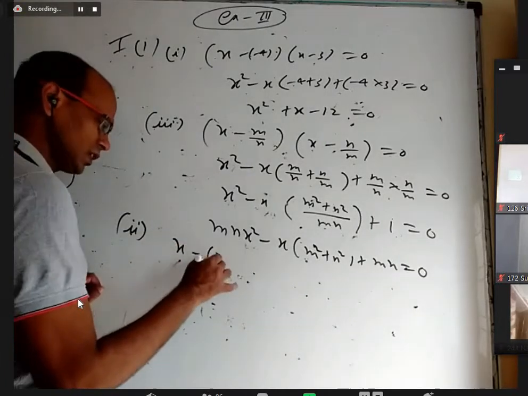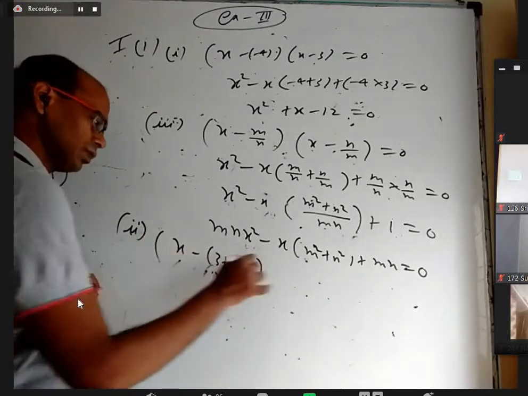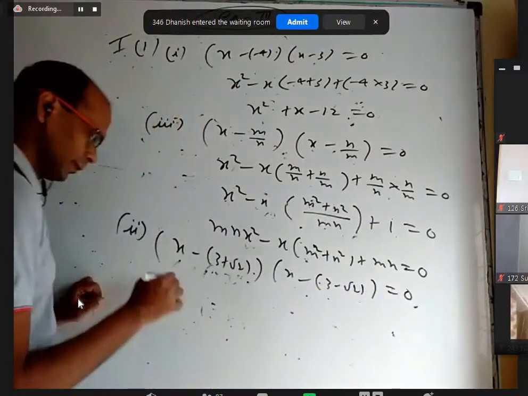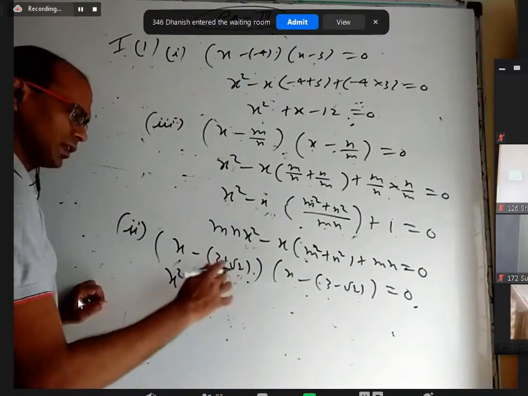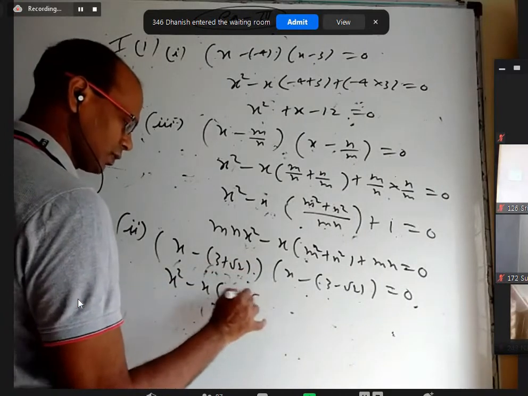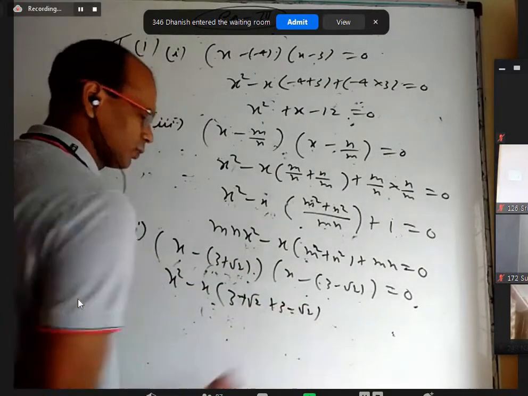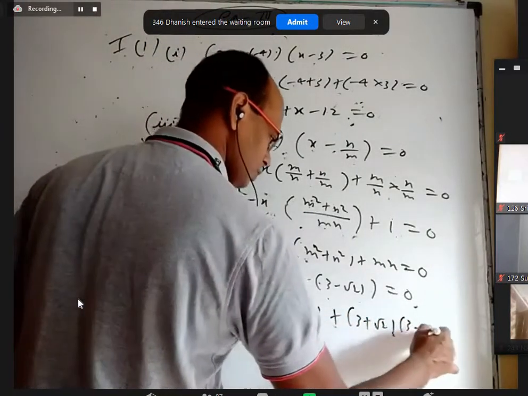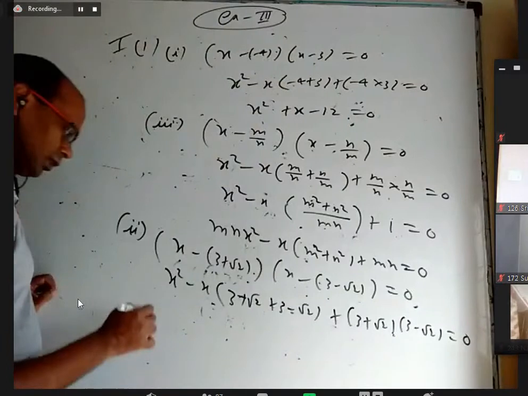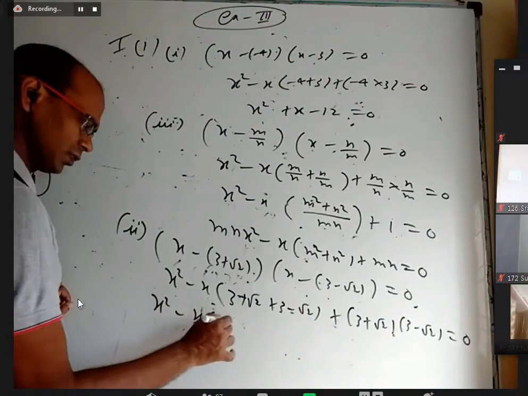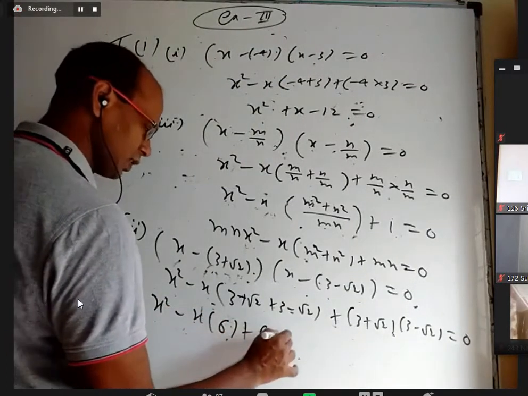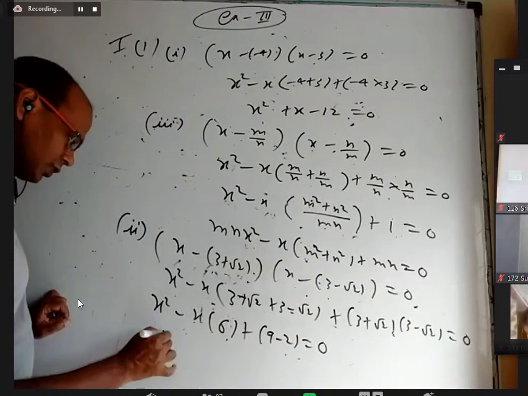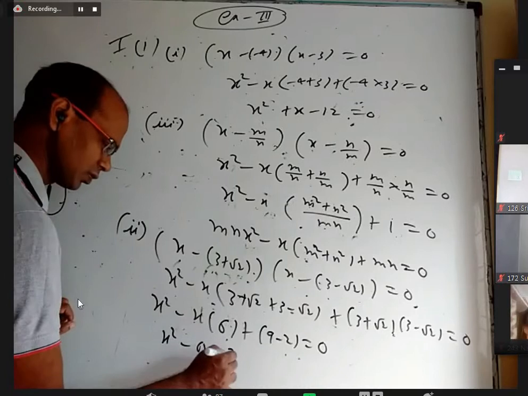3 plus root 2 is one root, and 3 minus root 2 is another root. That will be x square minus x into the sum of the roots, which is 3 plus root 2 plus 3 minus root 2, plus the product of the roots, which is 3 plus root 2 into 3 minus root 2. The sum of the roots is 6. The product of the roots is 9 minus 2, which is 7. So x square minus 6x plus 7 equal to 0.